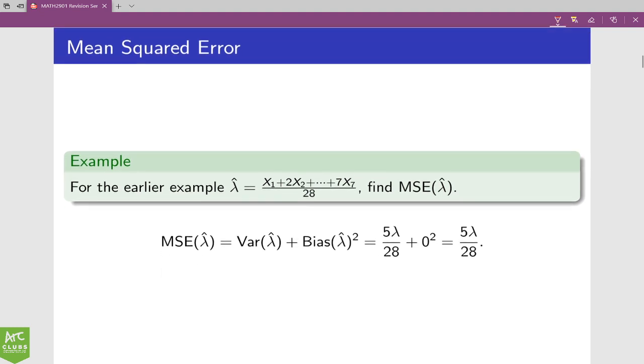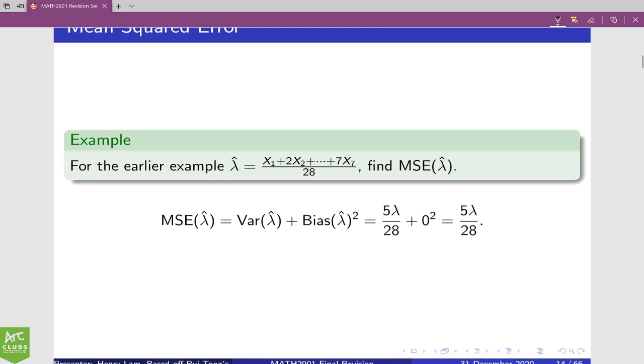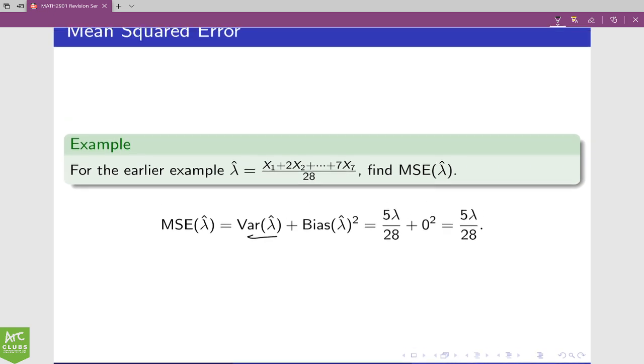So that's a short proof of it, and the mean square error over here. If you want to find the actual mean square error, you just find the 2 parts, which is what we did already, and plug everything in.